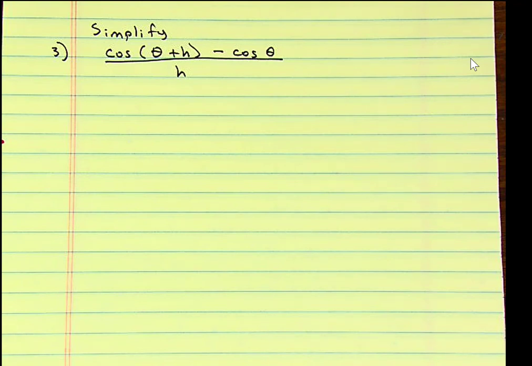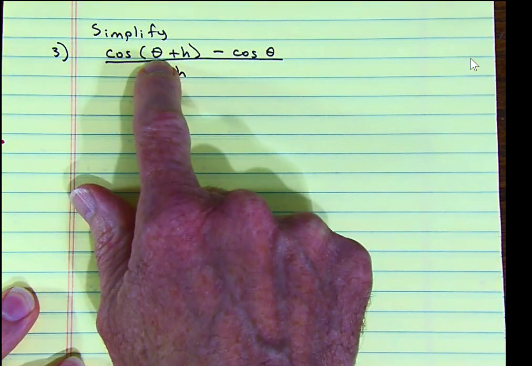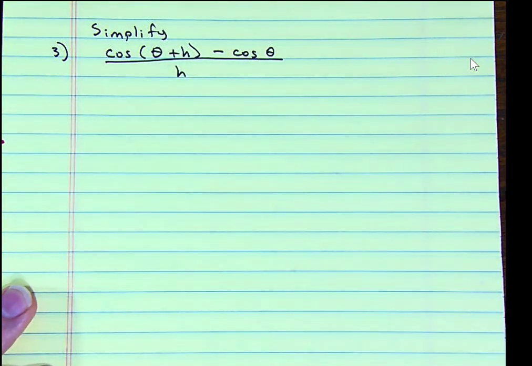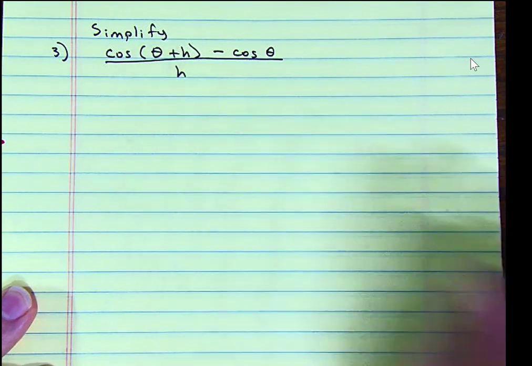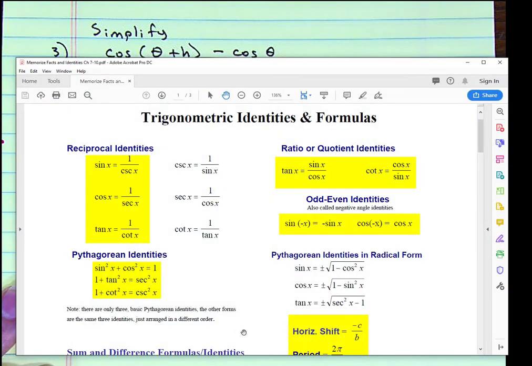Well, here's another one to simplify. Cosine of theta plus h minus cosine theta, over h. You might recognize it. That looks like the difference quotient problems we did back in the early part of the course with algebra. We didn't do any of these difference quotients with trigonometric expressions, but this is something you should be able to simplify. And also notice the cosine theta plus h. That's an angle plus an angle. There are identities for that.